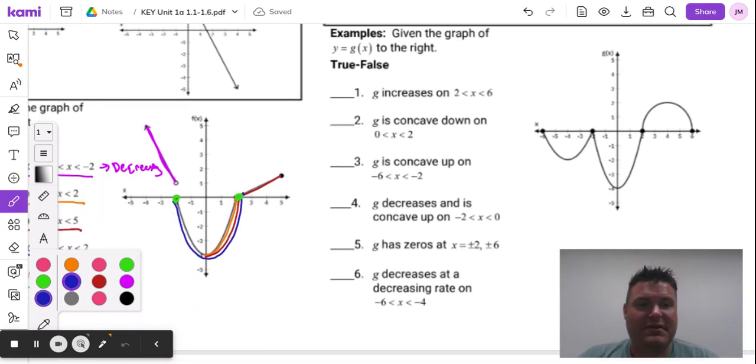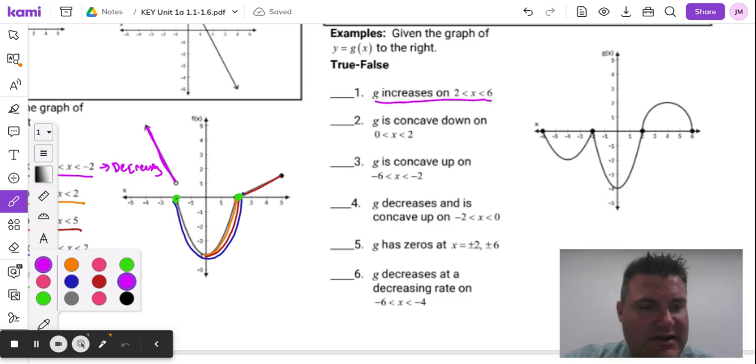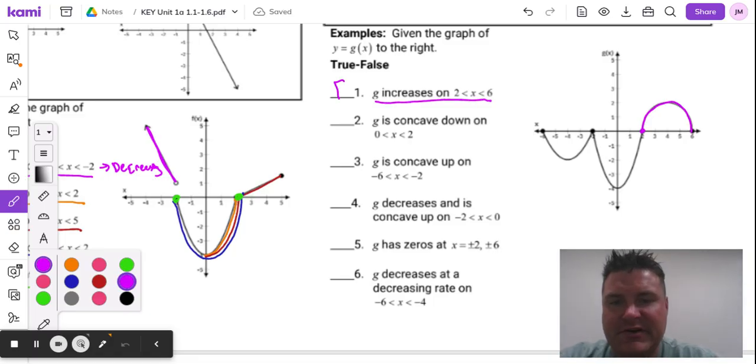All right, so given the graph to the right, we have g of x right there. We got a lot of weird things going on there. It looks like we have a piecewise function, two parabolas and a semicircle. Here we go. G increases from 2 to 6. I'll do the same underlining thing I did before. So from 2 to 6, G increases. Let's go ahead and look at that. From 2 to 6. Is that true? Does it increase on the entire interval? No, that is false.